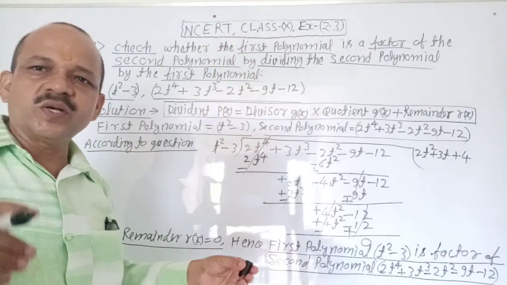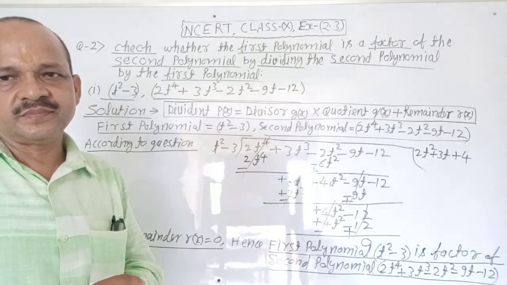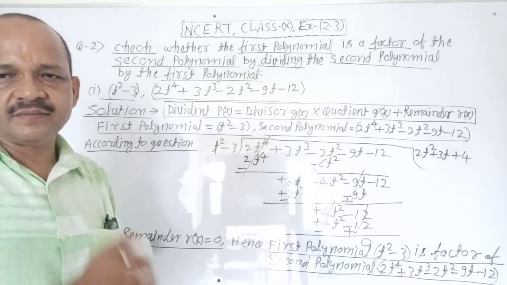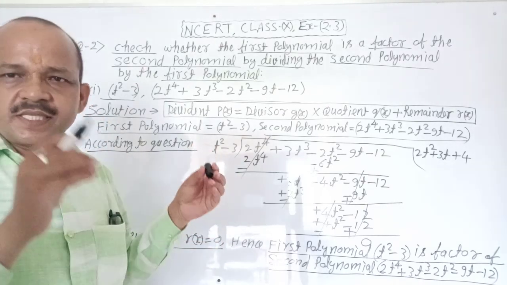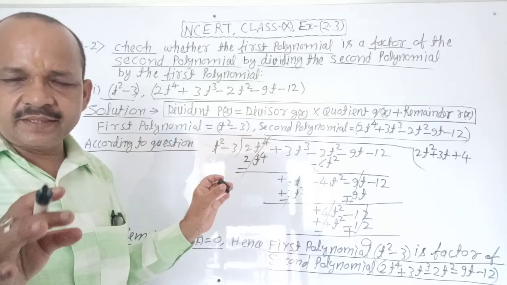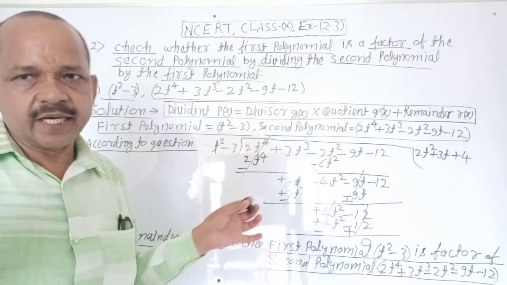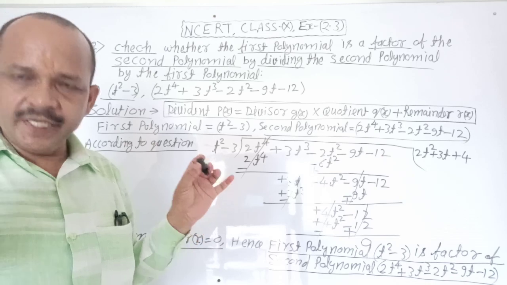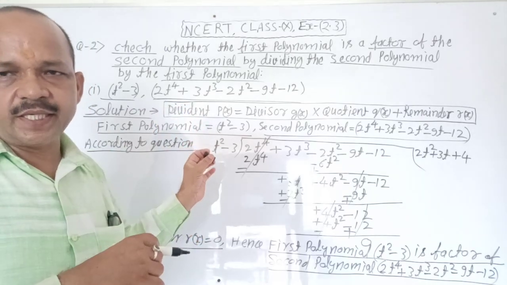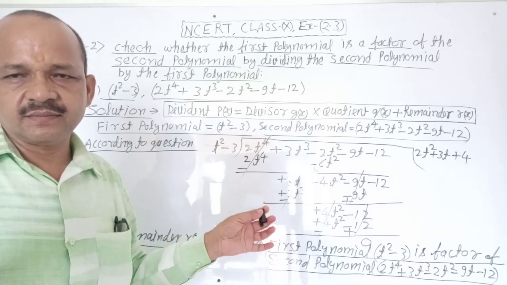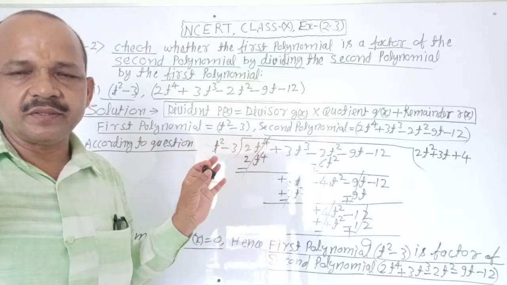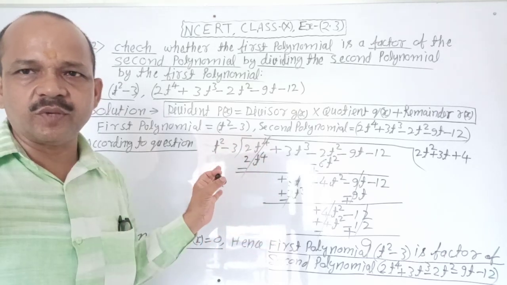In this way you can solve any question and you can check whether any question is correct or not according to the question. It means whether the first polynomial is a factor of the second polynomial or not by the dividing method. It is clear? No confusion about it?